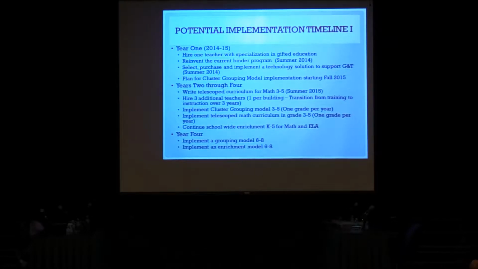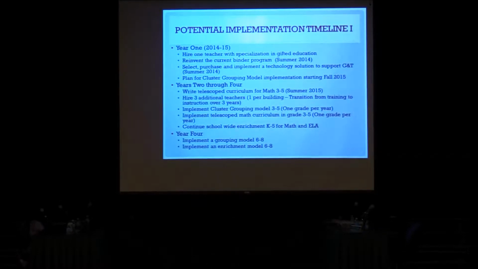Years 2 through 4, writing a telescope curriculum for math 3 through 5. That's the summer of 2015. Hire 3 additional teachers. Okay, 1 per building, transition from training to instruction. So remember, this is over multiple years, right? It's over several years. Implementing a cluster grouping model 3 through 5, 1 grade per year. Implementing a telescope math curriculum, grades 3 through 5. And continuing the enrichment for K-5 in math, English, science, and arts. And in year 4, finally, rolling this program up through the middle school.